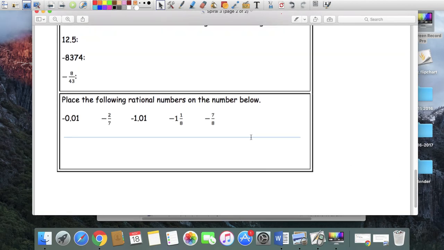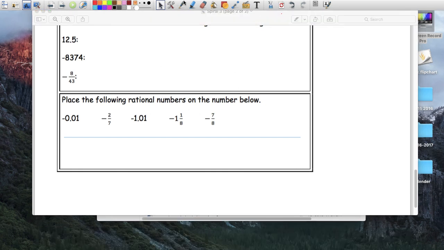And last one. Place the following on a number line. Yikes. Okay, so let's do that. It's okay. Let's see. They're all negatives, so I don't need any positives. So let me start again. This is going to be 0. I'm going to make my negative 1 a little big, and negative 2 all the way here. So that was the first number.